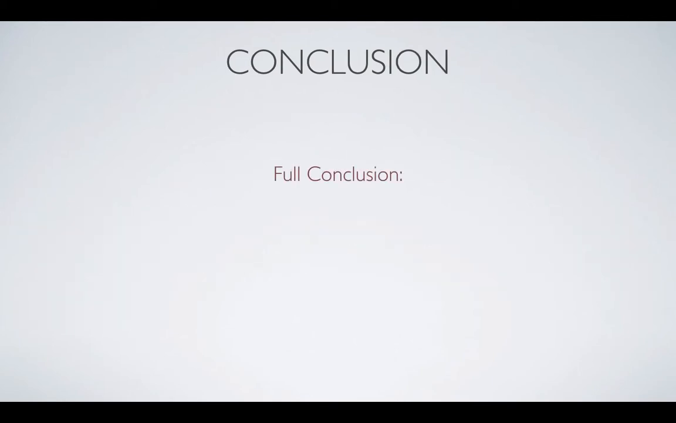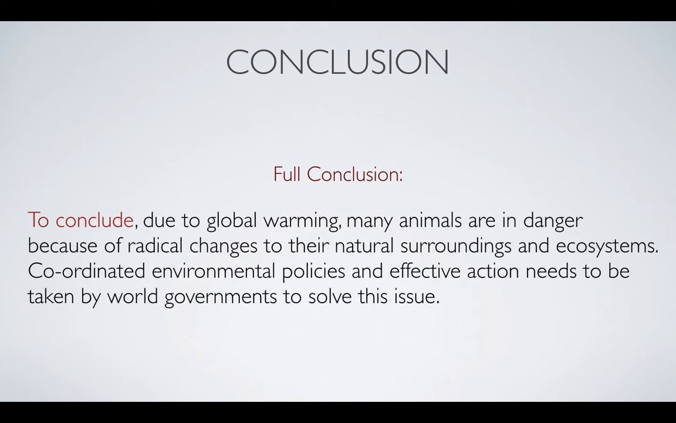Now, the full conclusion I've written here is: To conclude, due to global warming, many animals are in danger because of radical changes to their natural surroundings and ecosystems. Coordinated environmental policies and effective action needs to be taken by world governments to solve this issue. So I started the conclusion with the phrase to conclude. That's very important. That signals that it is a conclusion, and you're really just kind of summarizing what you wrote about in your introduction or in your main body paragraphs.